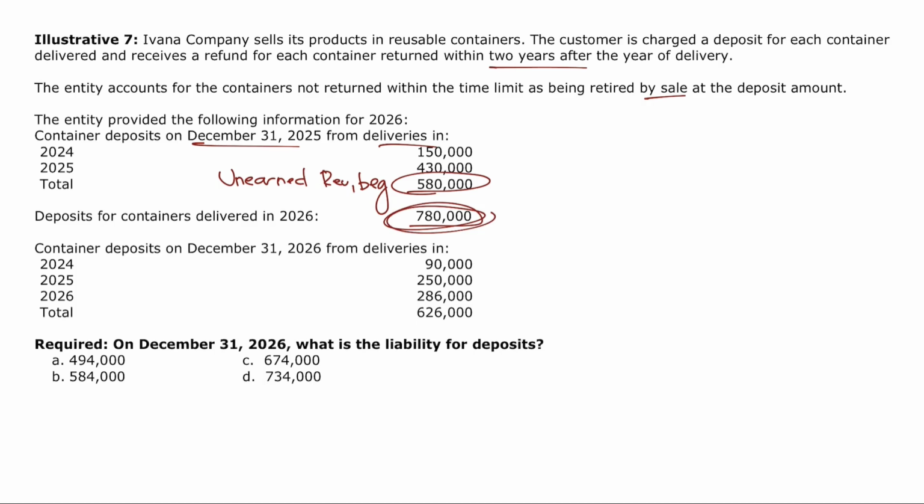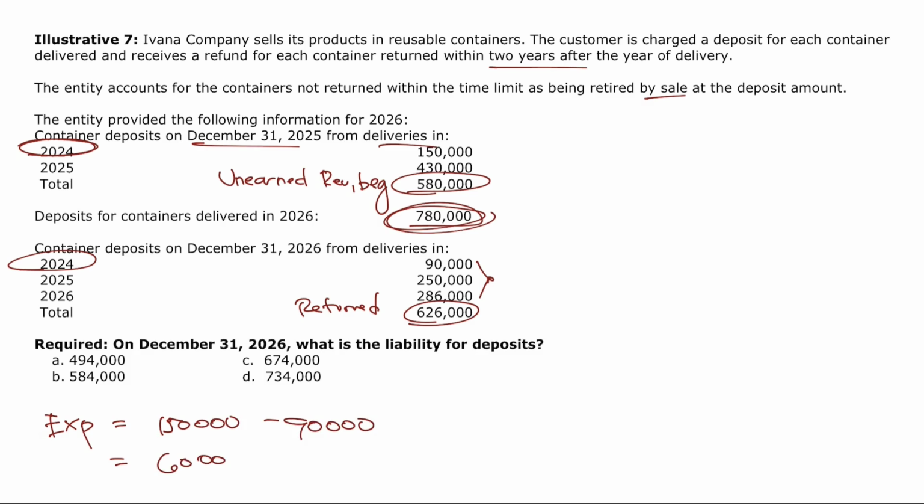Then, container deposits on December 31, 2026 from deliveries in the following year. So, ito yung mga binalik na sa atin, no? Ni-return na. So, magkano yung total na na-return? 626. So, ni-return na itong 626 na to. Itong 2024 ngayon na to, since at the end of 2026, mag 2 years na yan, asahan mo ngayon na expired na yan. So, meron ngayon tayong expired deposits, which is equal to magkano? 150. At the end, no? 90 lang po ang binalik sa atin. So, yung 60 ngayon, expired na yan.